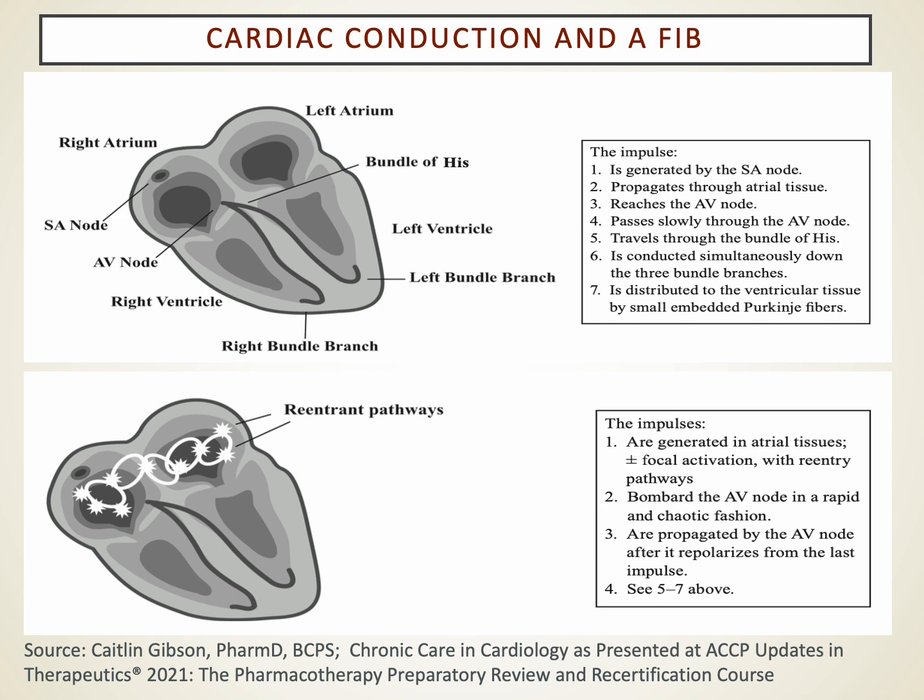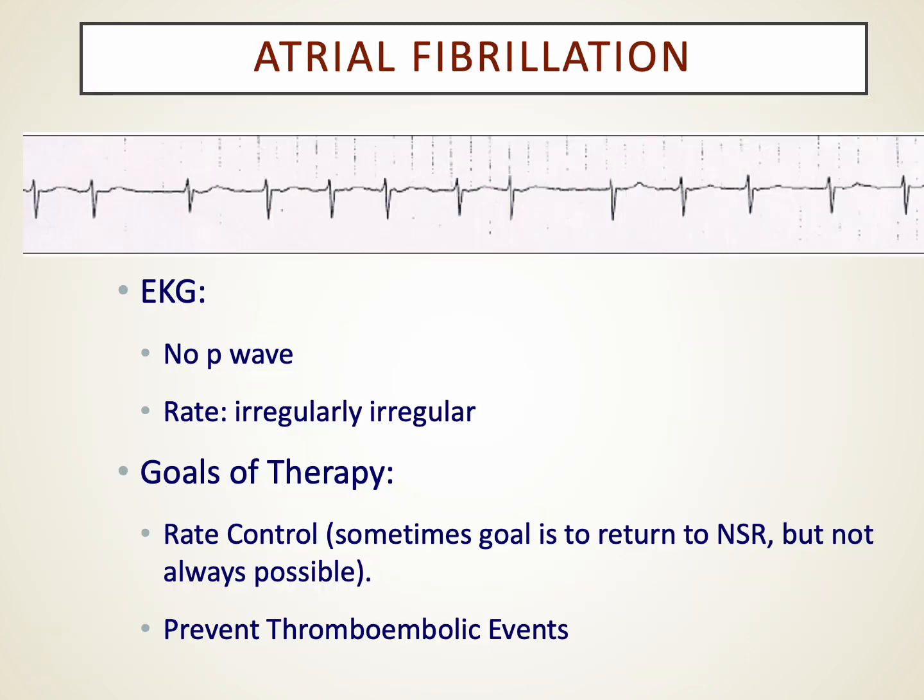So as you're looking at classic cardiac conduction and AFib, this graphic, I'd encourage you to spend a couple minutes. You can stop the presentation and look through it. It gives you a little bit of what you'd expect to see pathophysiologically with reentrant pathways and the like. With AFib, the classic EKG is going to be no P wave, and the rate is irregularly irregular.